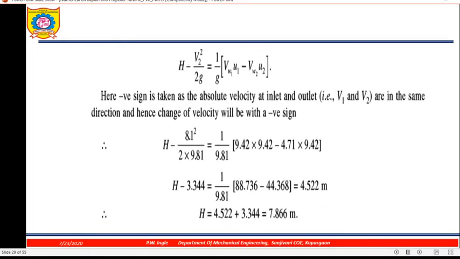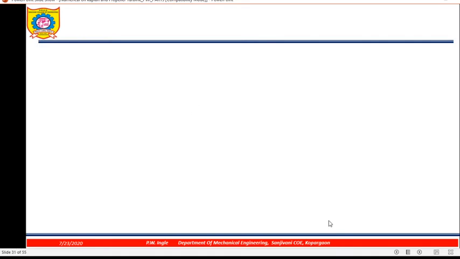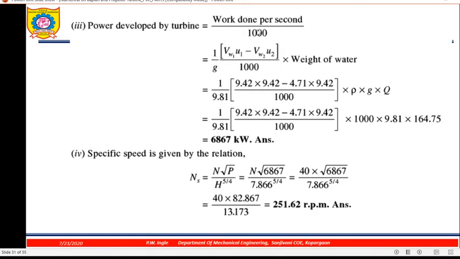Now H minus V2 square by 2G equals 1 by G into VW1 U1 minus VW2 U2. Negative sign is taken because absolute velocity at inlet and outlet are in the same direction. So by putting all values, you will get H. Now hydraulic efficiency is VW1 minus VW2 upon GH. So you are getting 57.5. Now Q is area into flow velocity. It is 164.75. Now power developed by turbine, work done per second upon 1000. And then specific speed.